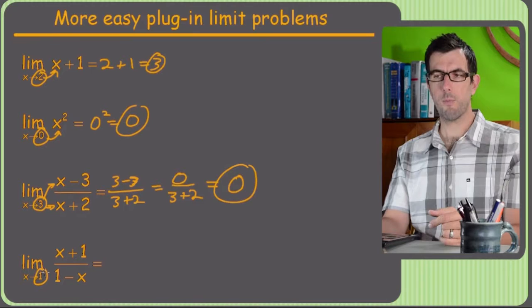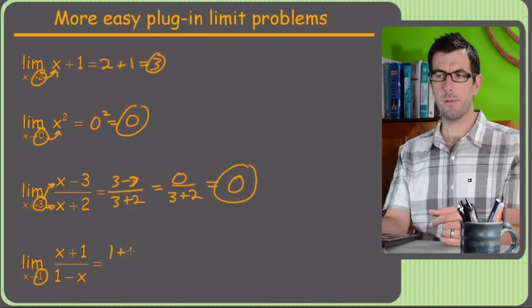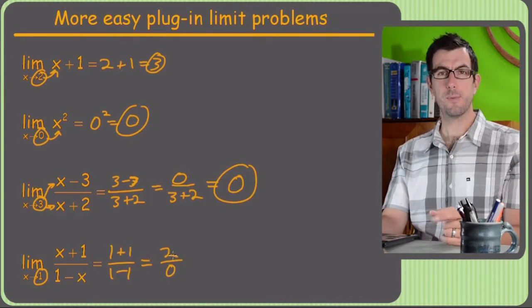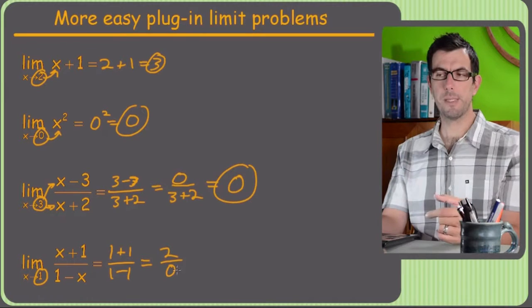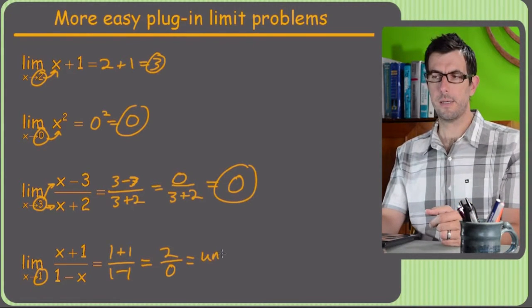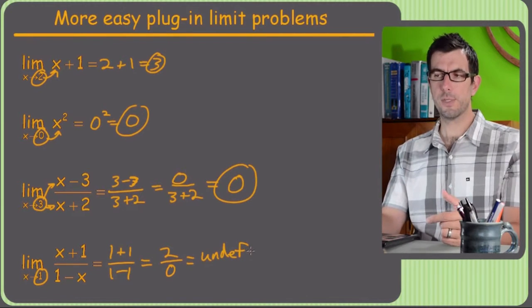Same thing in this one, we can plug in 1 for x, so we'll get 1 plus 1 over 1 minus 1. And now we have another whoopsie daisy, there's a 0, right? This one is worse though because it's 2 divided by 0, and dividing by 0 is no good. It's undefined. I mean, 2 divided by 0 is undefined.